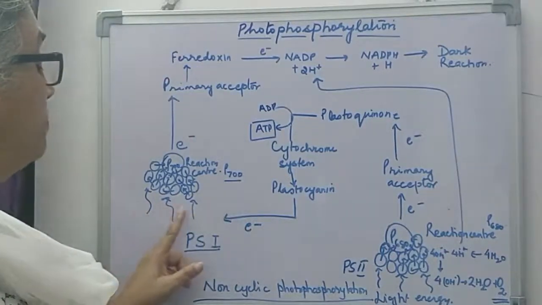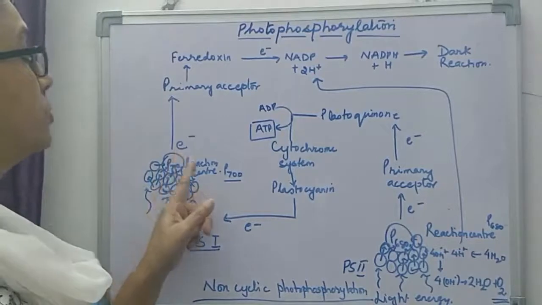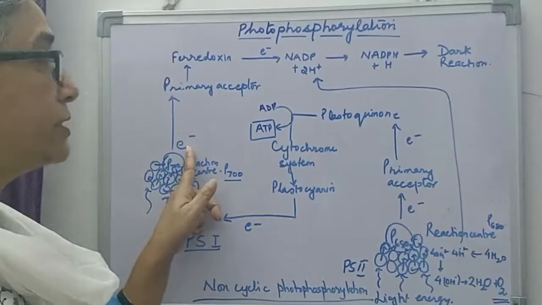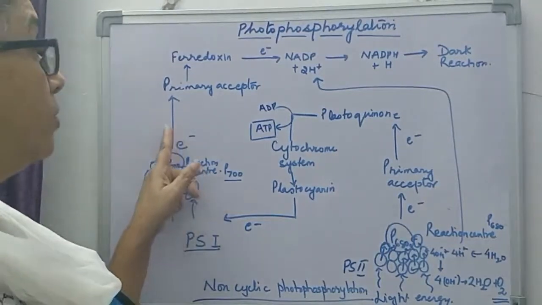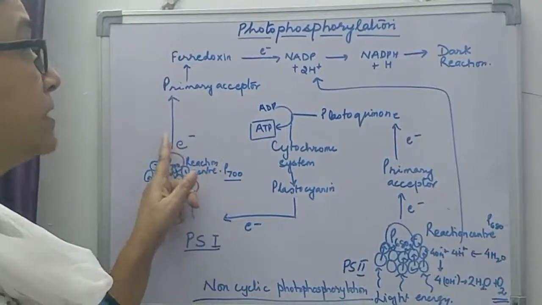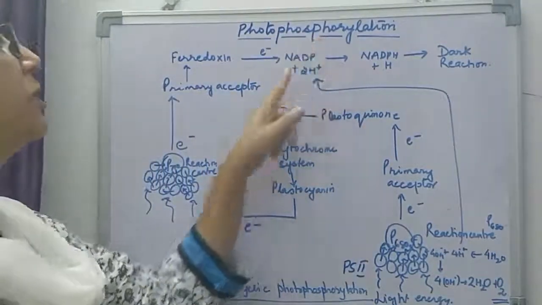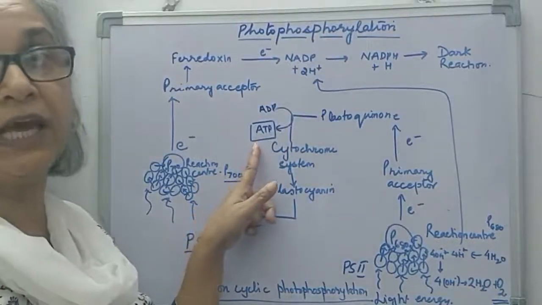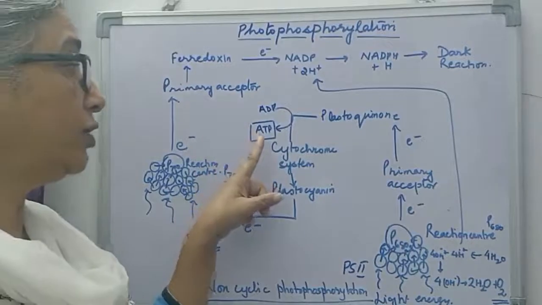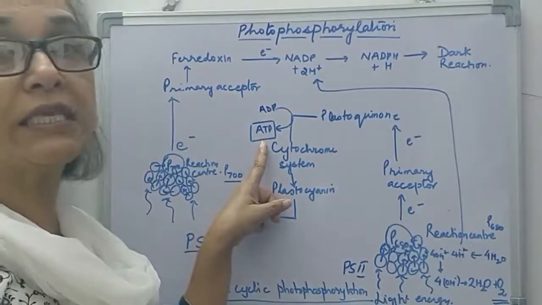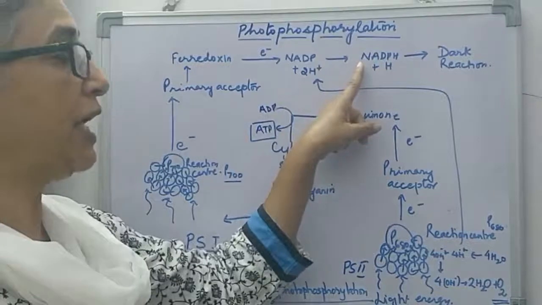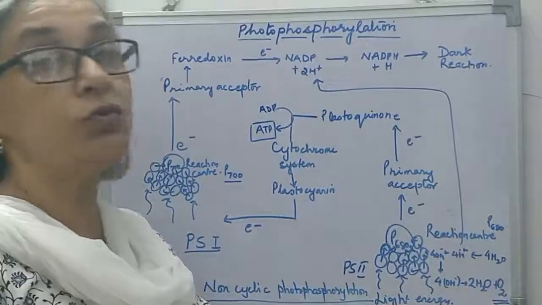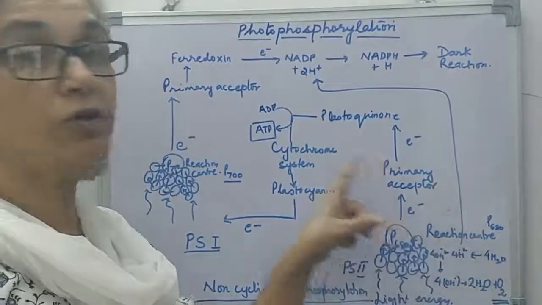Now, the different pigments absorb light energy and transfer it to the reaction center, and an electron is released. Now, we are going to see how this leads to phosphorylation. Phosphorylation means formation of ATP. In light reaction, we had studied that the products of light reaction are ATP, NADPH, and water is oxidized to oxygen. These are the end products of light reaction.